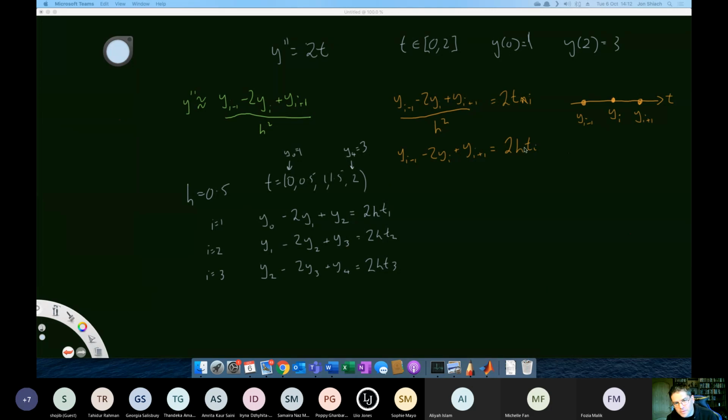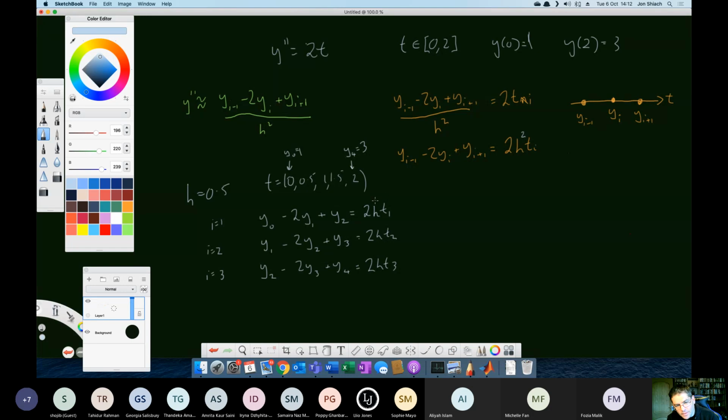Okay, so multiply throughout by h squared. That should be h squared. So here we have the system. We have 5 unknowns and 3 equations. But do we have 5 unknowns? Because we know what that value is, and we know what that value is. So this is going to be y0, so that's going to be 1, but we know what that value is, so I'm going to rewrite that as minus 2y1 plus y2 is equal to 2h squared t1 minus y0, because that's known.